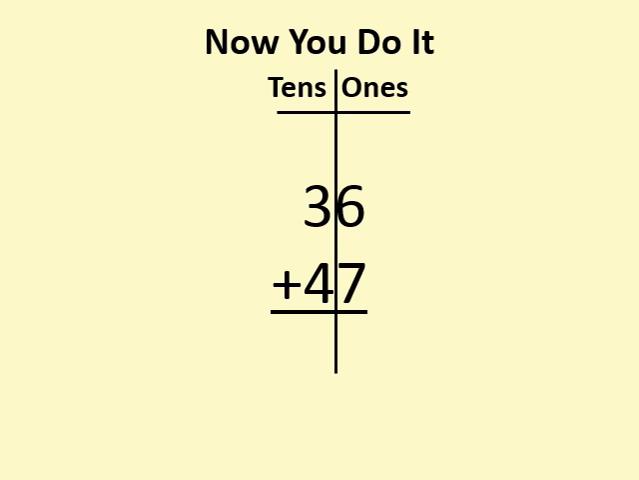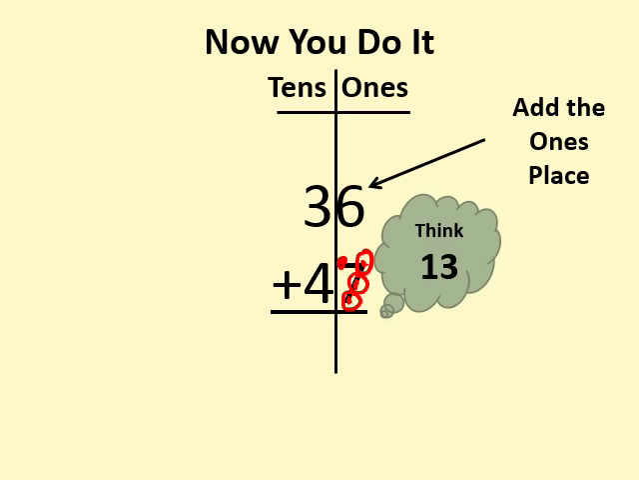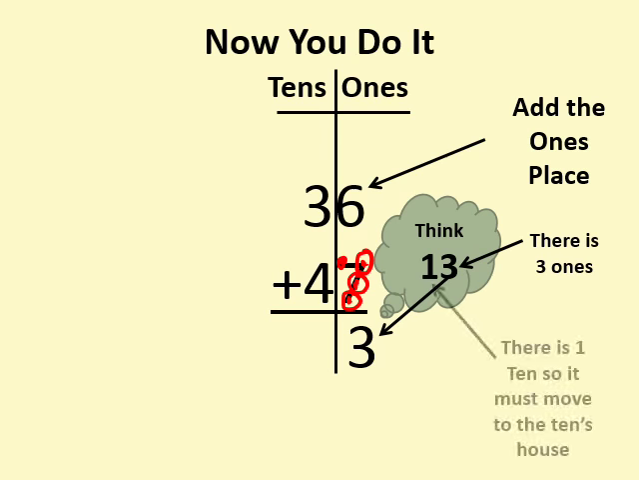Okay, hopefully you paused it and you have your answer. Now I'm going to go ahead and go through the steps and hopefully you get the same answer that I did. I'm going to start with adding the ones place. 6, 7, 8, 9, 10, 11, 12, 13. I'm going to think 13. I'm going to take the ones from the ones place, which is the 3, and I'm going to put it in the ones place. I'm going to take the 10 that I made, and I'm going to move it to the tens house because we can't leave it in the ones place.